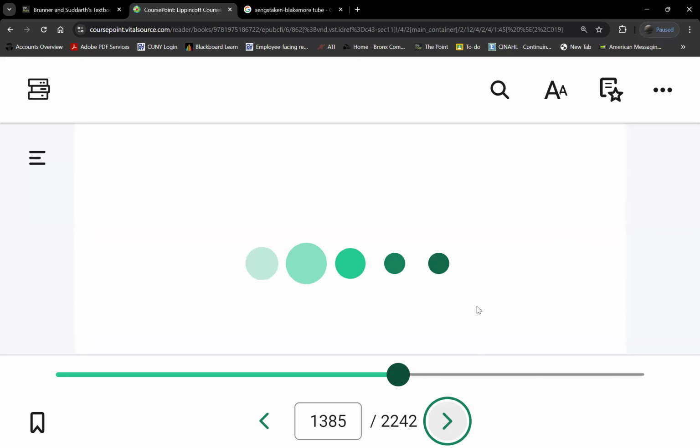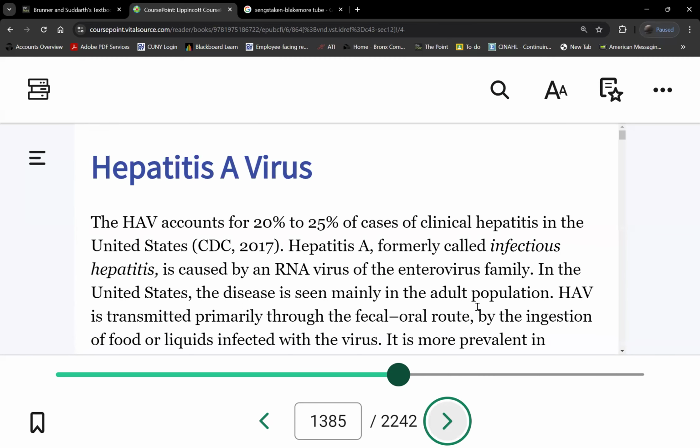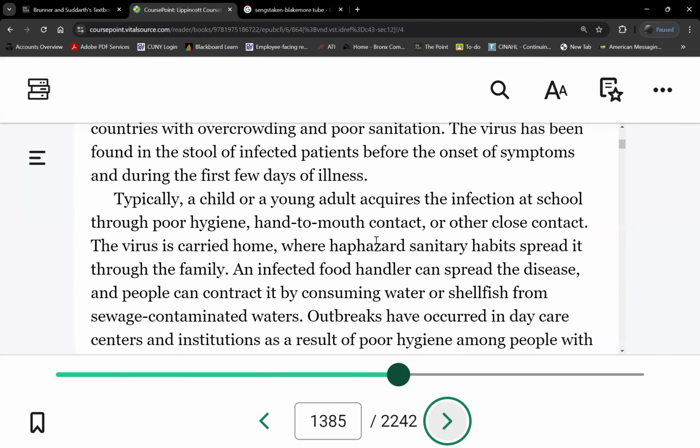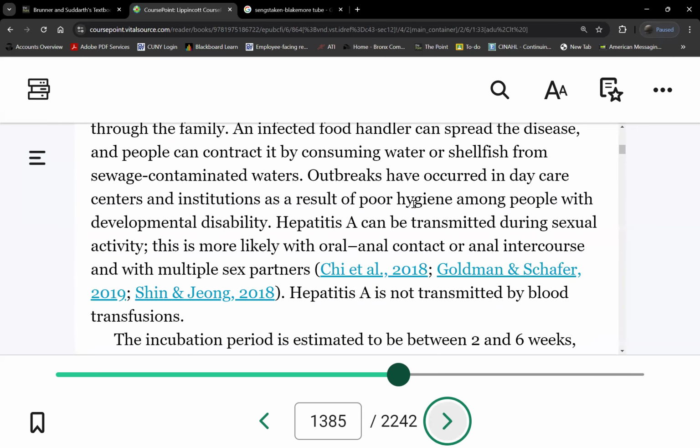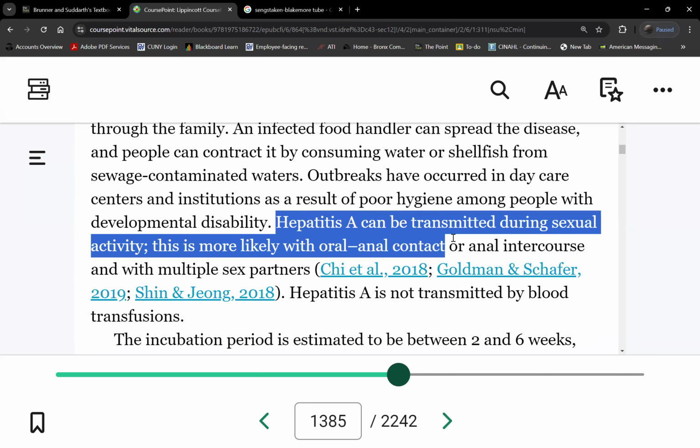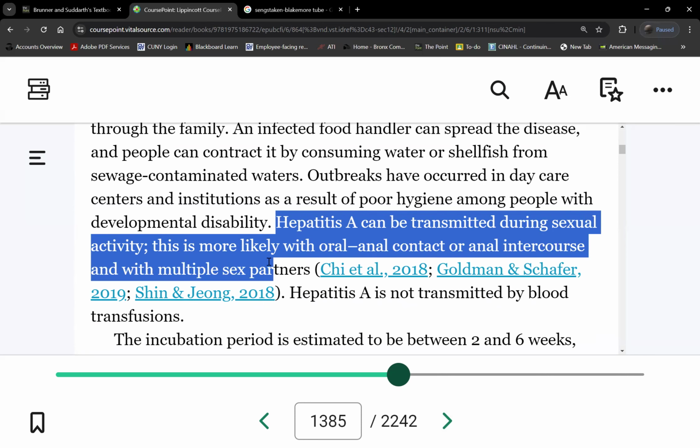So if you go page by page, it talks about A all the way to E. So what are the 4 questions you want to ask? So let's start with A, for instance. So it tells you here, so how does it transmit it? Again, any infected beverage or food, okay? And then here it tells you also about sex, okay, sexual activity. It mentioned here, oral anal contact or anal intercourse with multiple sex partners, right?